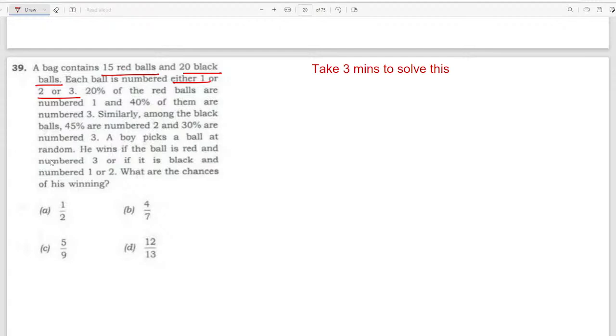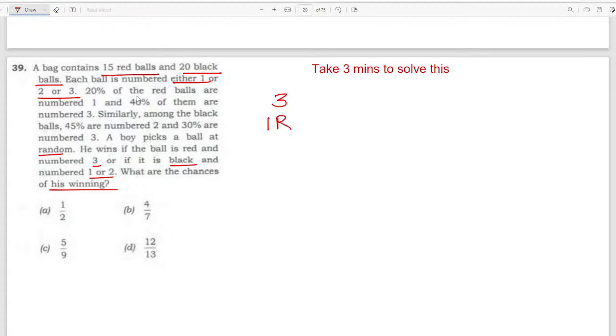A boy picks a ball at random. He wins if the ball is red and numbered 3 or if it is black and numbered 1 or 2. What are the chances of his winnings? So in this case, we need to find out the number of balls that are numbered 1, 2 or 3 and what colors. Here they're saying that 20% of the red balls are numbered 1. 20% of 15 is 3. So 3 balls are numbered 1 and they are red.